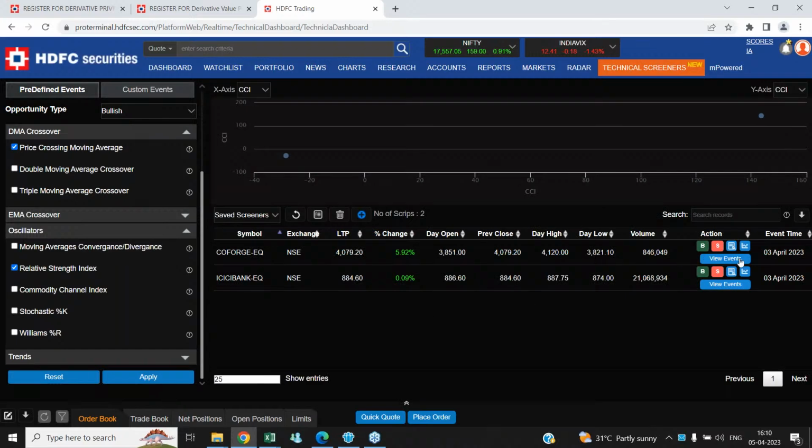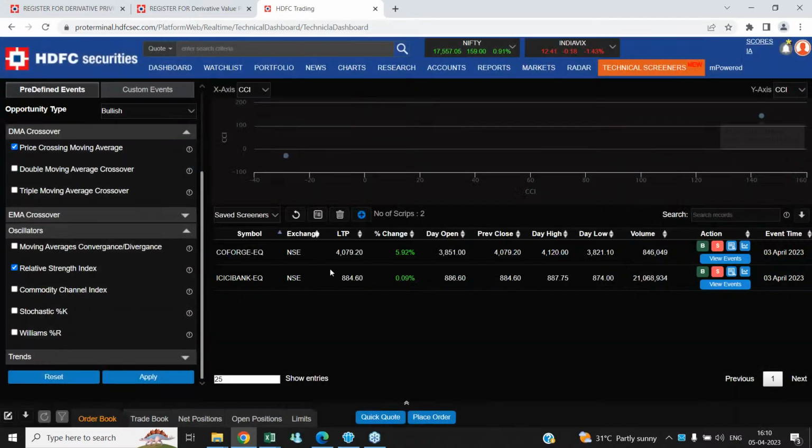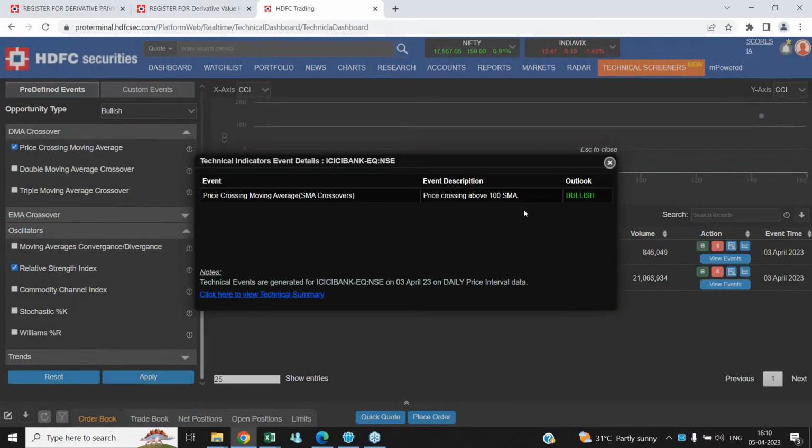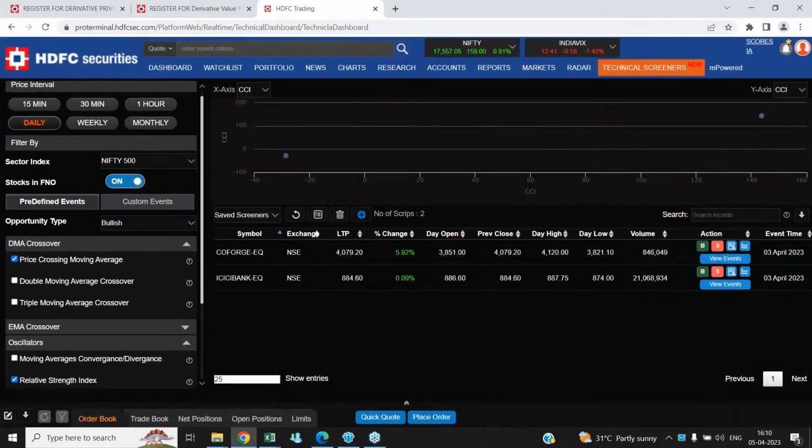If you want to see on which criteria a stock has been shortlisted, you can see the view events. Here you can see the price crossing moving averages. The 200 simple moving average has been crossed by Coforge today. So it's a bullish event. For ICICI Bank also, it has crossed the 100 simple moving average. So this is how you can identify the stock.